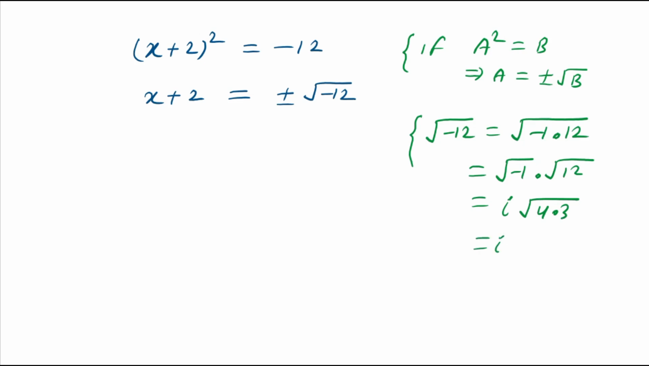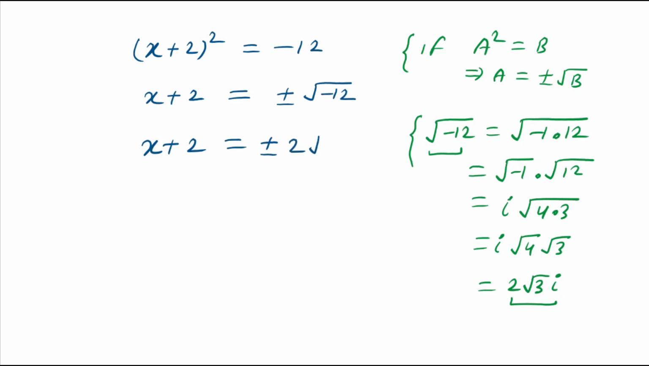and here iota times square root of 4 times square root of 3, and we know that square root of 4 is 2, so this is 2 times square root of 3 times iota. So here the value of square root of minus 12 is the same as 2 times square root of 3 times iota. Then here x plus 2 is equals to plus minus 2 times square root of 3 times iota. Then the value of x is equals to minus 2 plus minus 2 times square root of 3 times iota.